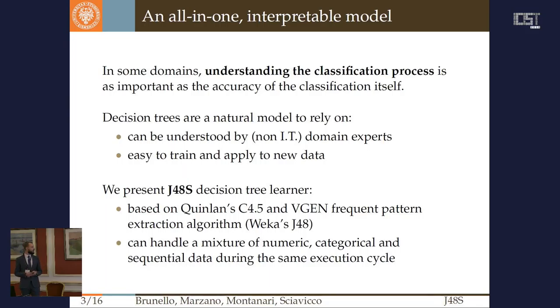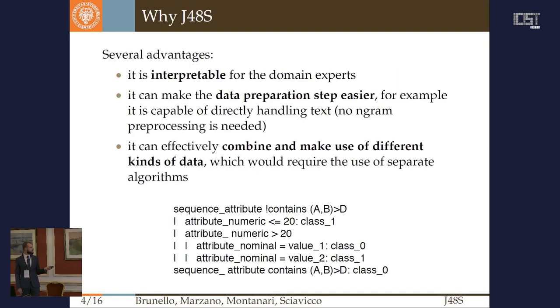This is the reason why we present here the J48S decision tree learner, which is based on the Weka implementation of C4.5 and on the VGEN pattern extraction algorithm. The key characteristic of our proposal is that the decision tree is capable of mixing the use of both classic attributes, such as numeric and categorical ones, and sequences.